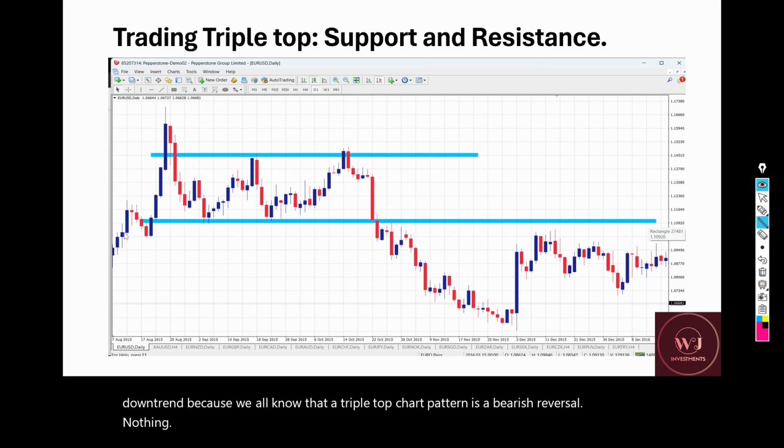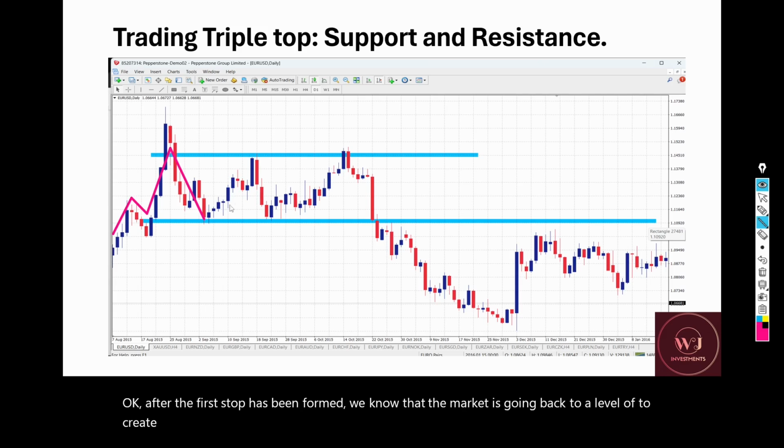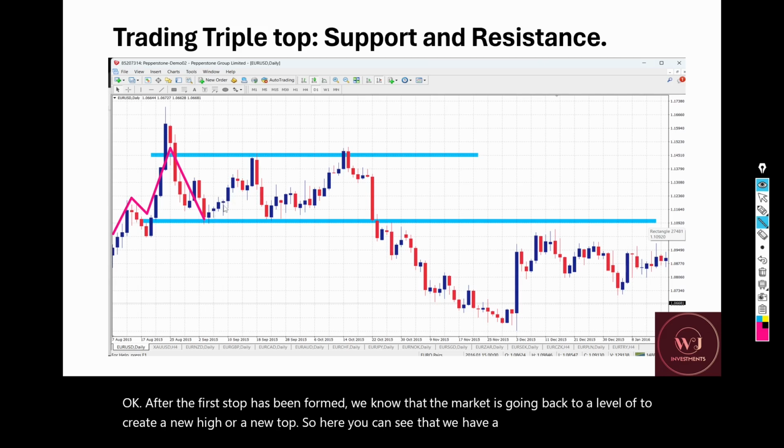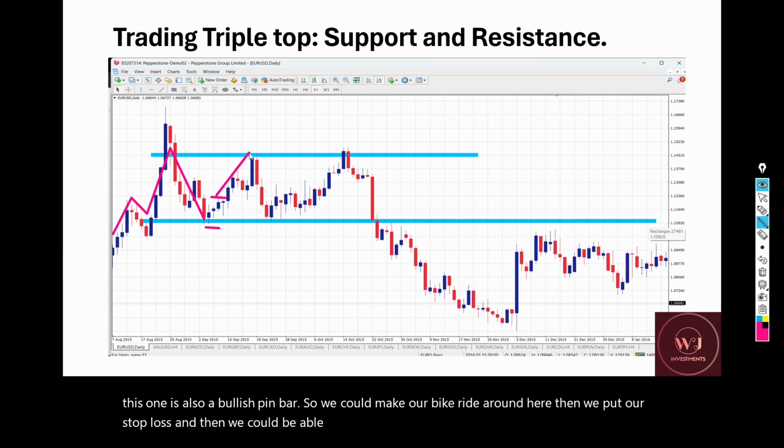So for example, now when you look at the chart, you could see that here we have the first top formed. Okay, after the first top has been formed, we know that the market is going back to create a new high or a new top. So here you can see that we have a doji right here, and even this one is also a bullish pin bar. So we could make our buy trade around here, then we put our stop loss, and then we could be able to catch some profits upwards.